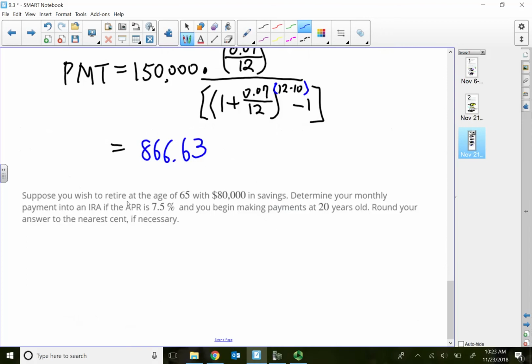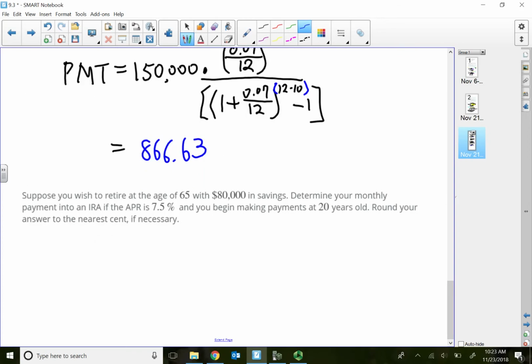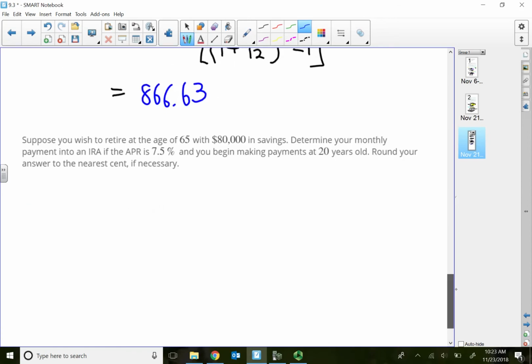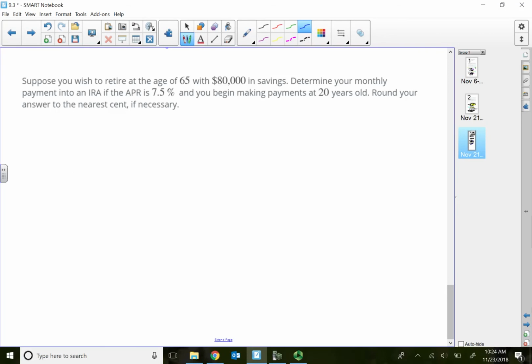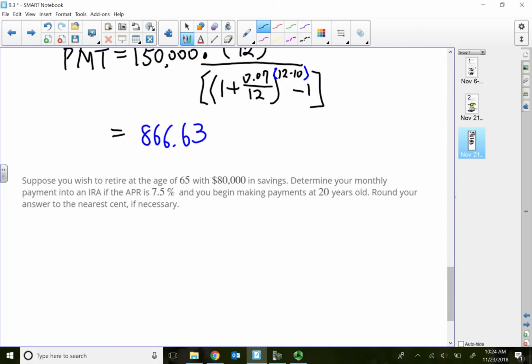All right, last one. Suppose you wish to retire at age 65 with $80,000 in your savings. Determine your monthly payment into an IRA if the APR is 7.5% and you begin to make the payment at 20 years old. By the way, it's never too late to save money. Colonel Sanders was way into his 60s before he even fried any KFC chicken commercially. There are a lot of examples where people do better later in age. So it's never too late for anything.